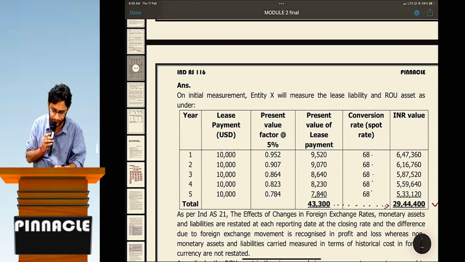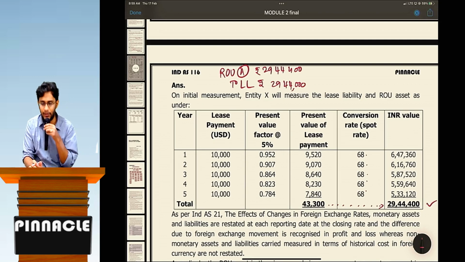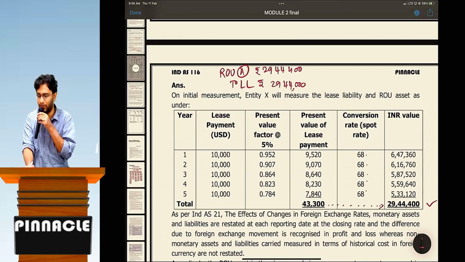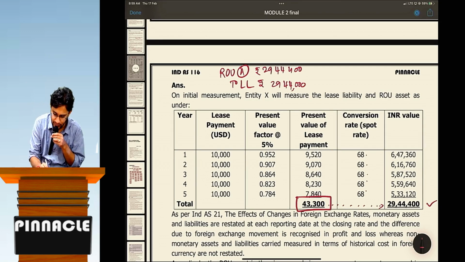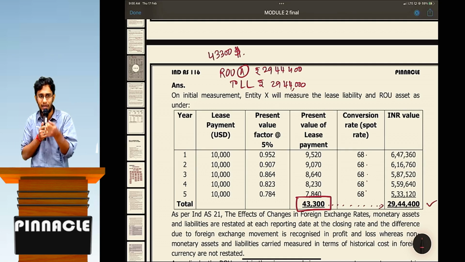Okay, now listen here. Don't see the answer, watch here correctly. ROU asset and lease liability amount is how much? 29,44,400. Sir, tell me, is your liability actually 29,44,400 rupees? Is that your real liability? No, your liability is this. Your liability is $43,300. That is payable in cash only.